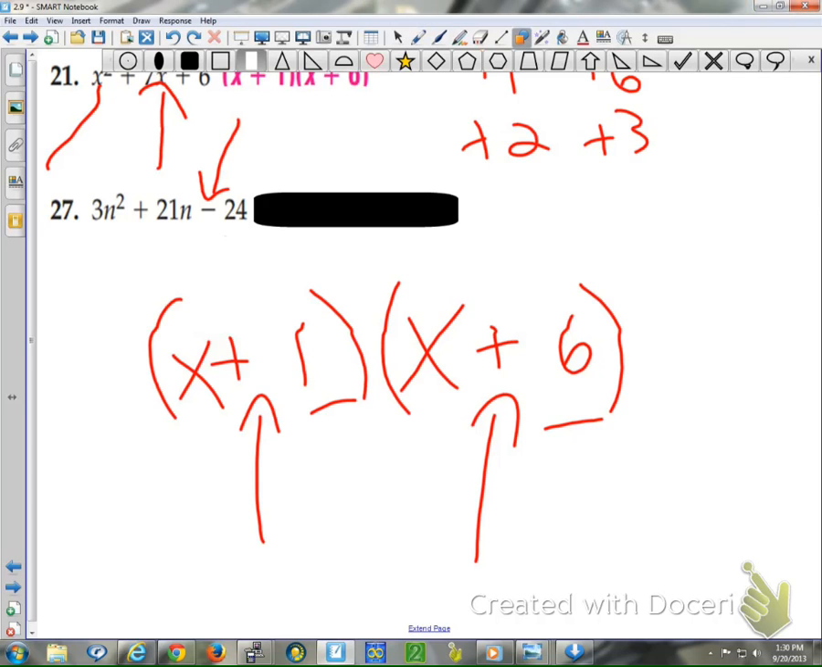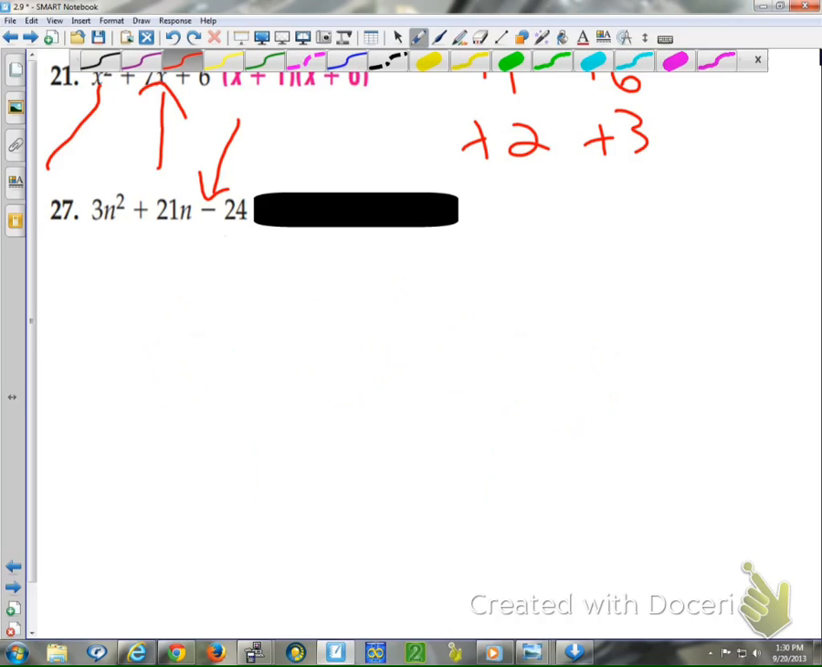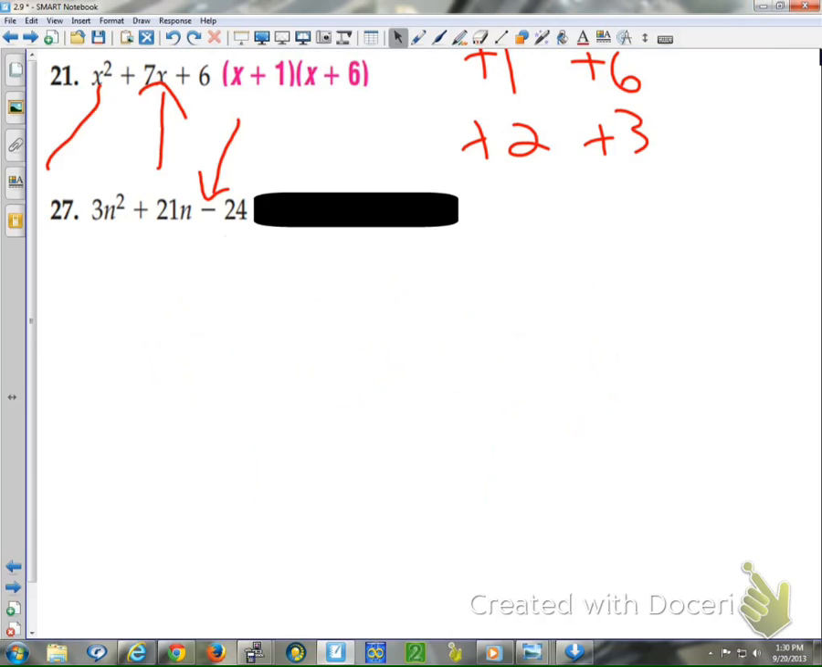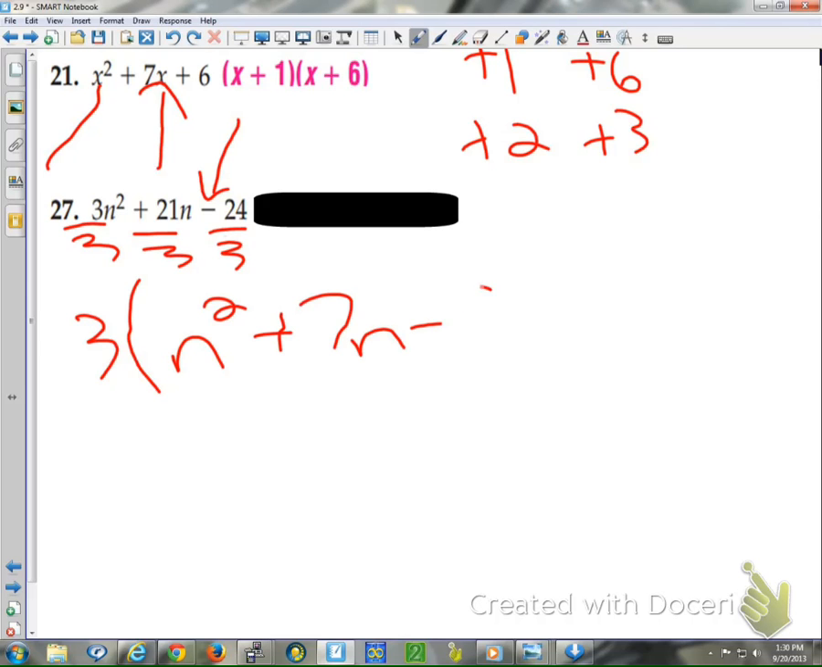Let's see. The next one. Step 1. Is there anything in common I can divide out? 3. Tony, you're all over it today. I can divide out a 3. And when I do that, that's going to be n squared plus 7n minus 8. That's what we did yesterday. And what's inside the parentheses is what we're doing today.